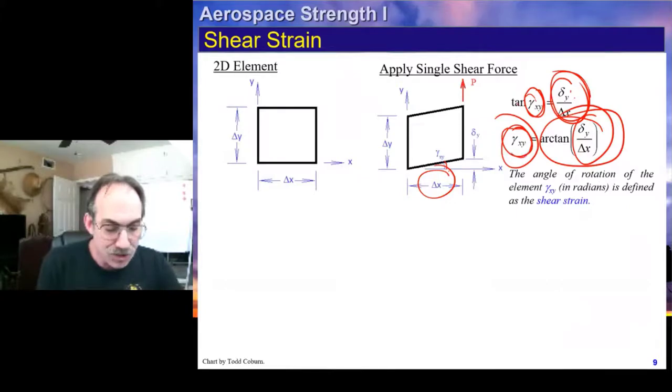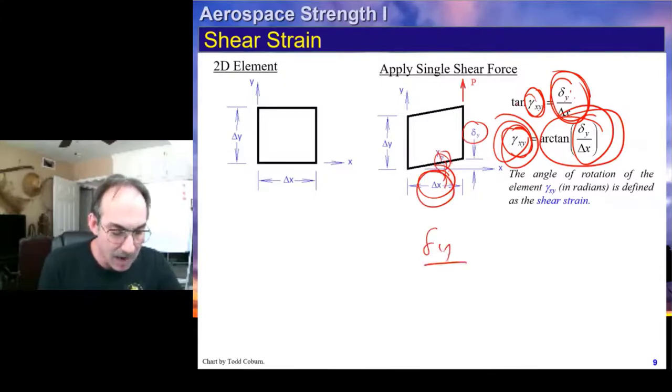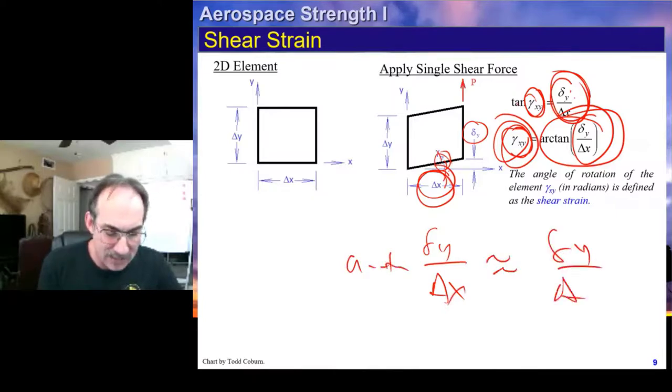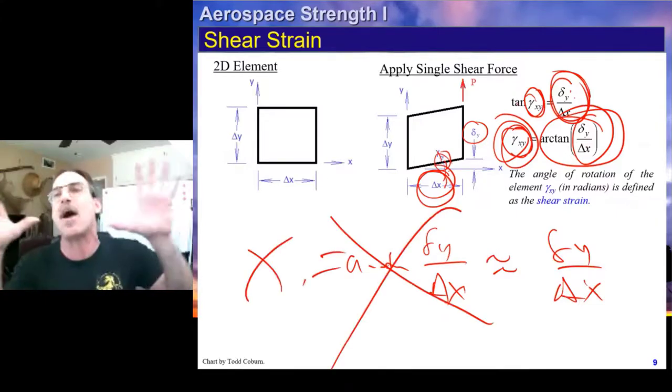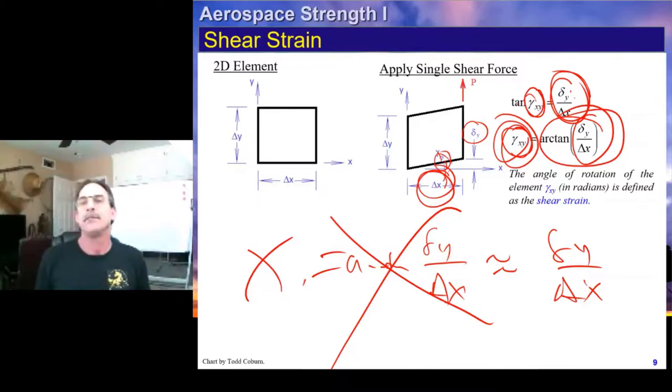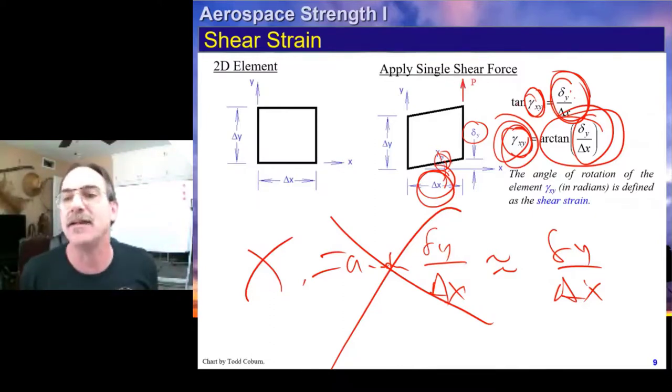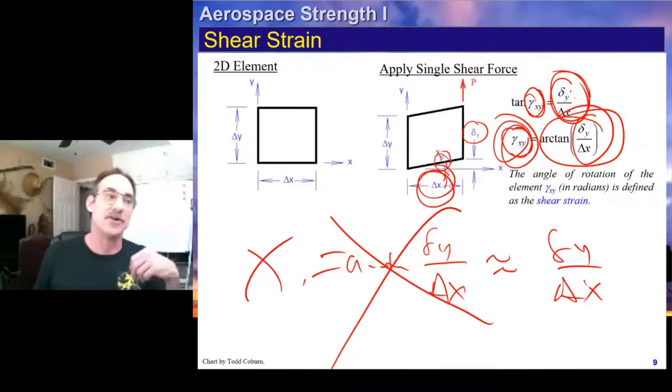So actually the shear strain also has to do with this angle. It's this over this. Why? Because delta Y over delta X, the arctangent of that is about equal to just delta Y over delta X. And that's even simpler to do. So forget doing this. We'll just say that's the angle. And we're also defining that as our shear strain, gamma. Got it? Okay, that's for direct shear.